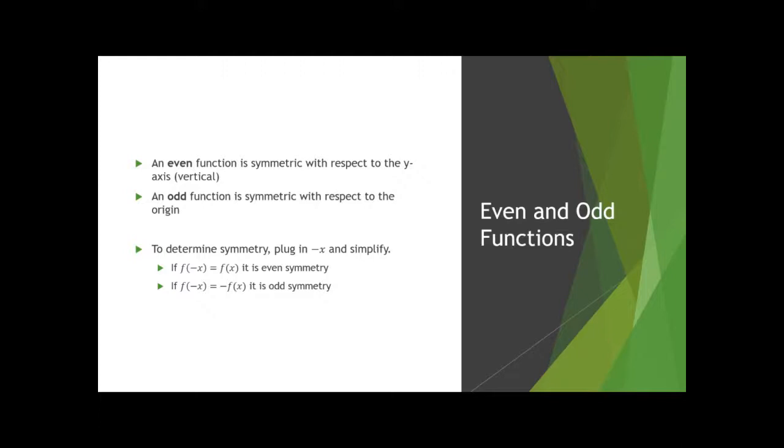And what you do is you plug in negative x and then you simplify. So if you plug negative x into your equation and all the negatives disappear and you end up with the same equation you started with, that means it has even symmetry. If you plug in negative x and you start simplifying and you end up with the opposite sign of everything that you started with, then it's odd symmetry. And then if it doesn't follow either of those rules, then it is neither.